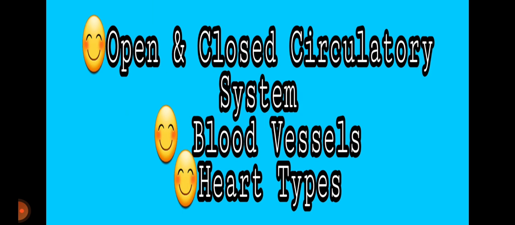Open circulatory system, when the blood is not pumped into the blood vessels and the organs are directly in contact with the blood. So this type of system is seen generally in primitive organisms, that is non-chordates. This system is not properly efficient, whereas the closed circulatory system is a system in which the blood is pumped to the blood vessels, that is arteries, veins, and the capillaries.